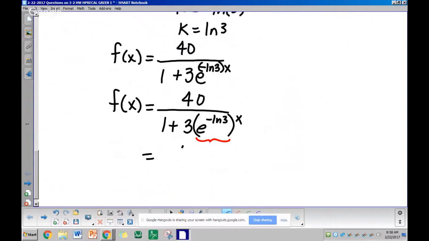Okay. So this, if you want to do it algebraically, is 1 plus 3 times e to the negative, or just ln of 1/3, right? You could say that.